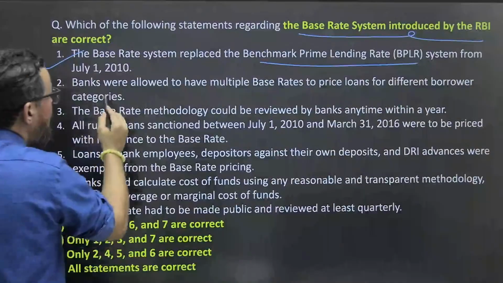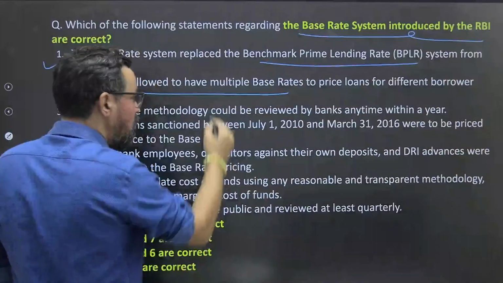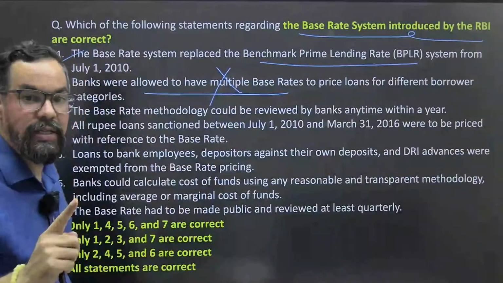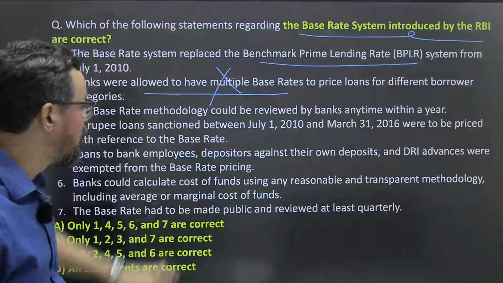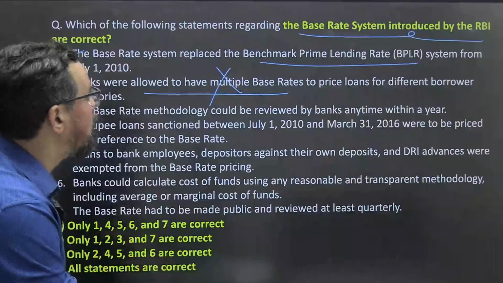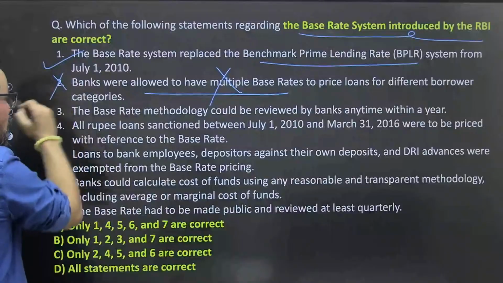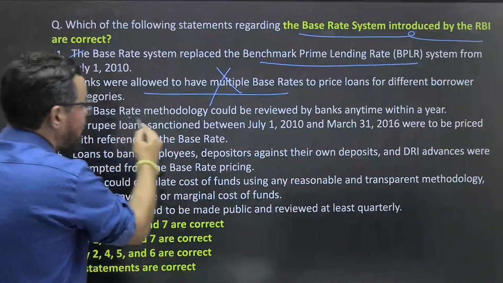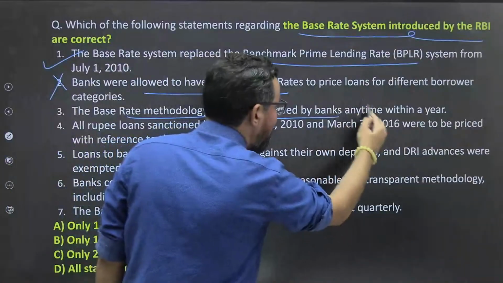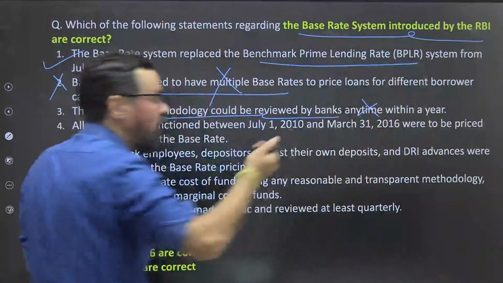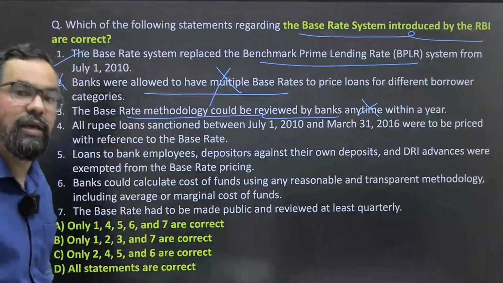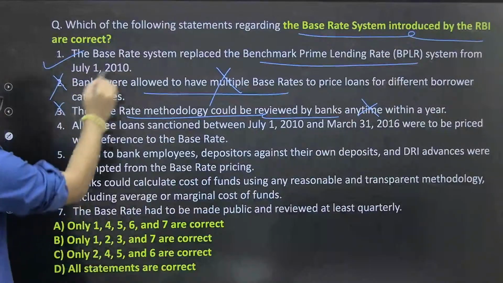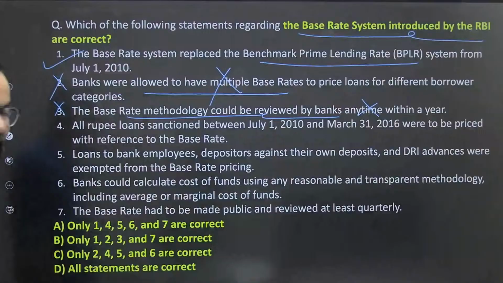in 2010. Banks are allowed to have multiple, no. That time there was a single base rate for 3 years. That was the major loophole. To price loan for a different borrower category, no. For all borrower category there is a single base rate. The base rate methodology could be reviewed by the bank anytime, no. It is once in 3 years, once in 3 years. That was the major challenge actually with this base rate system.